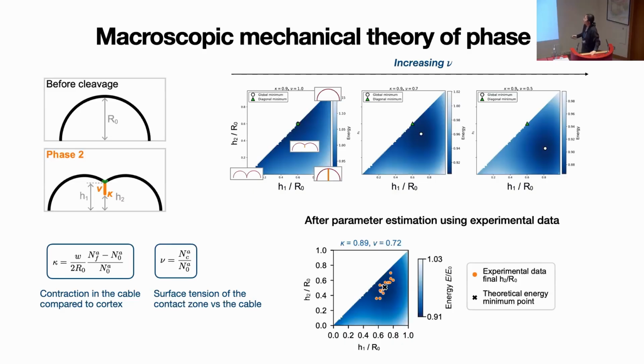And then again, we did parameter estimation. We used experimental data from about 10 embryos, just looking at the final value. Basically, we fit the minimum of this energy landscape to what we observed as H1 and H2 in experiments. We were able to find these two best fit values, and with this set of best fit parameters, the basin of the energy landscape fits quite well with what we see in experiments.